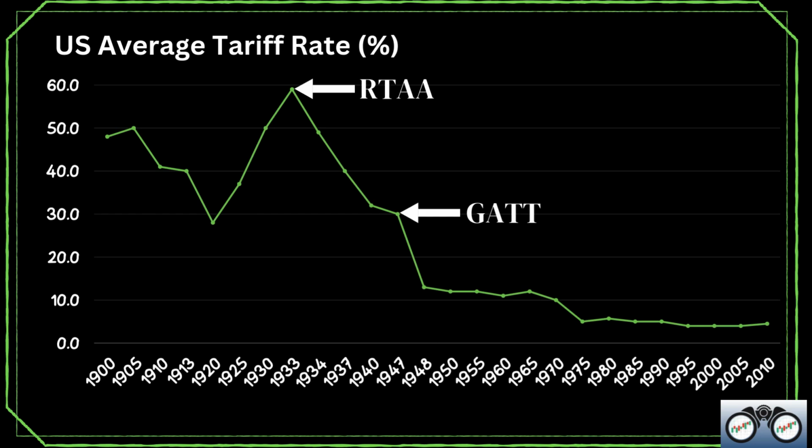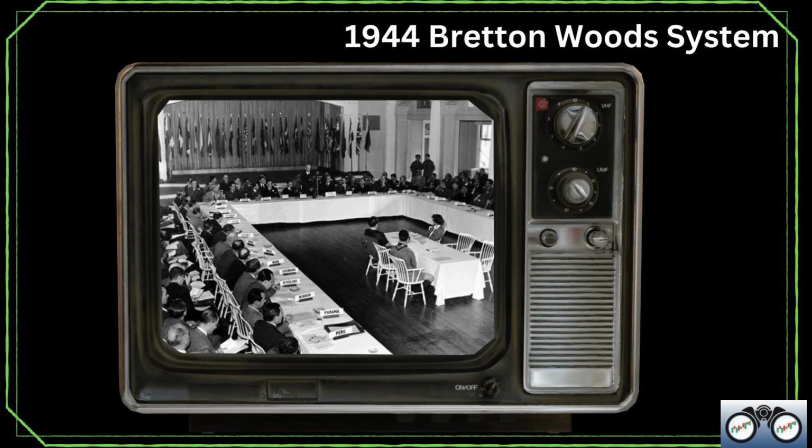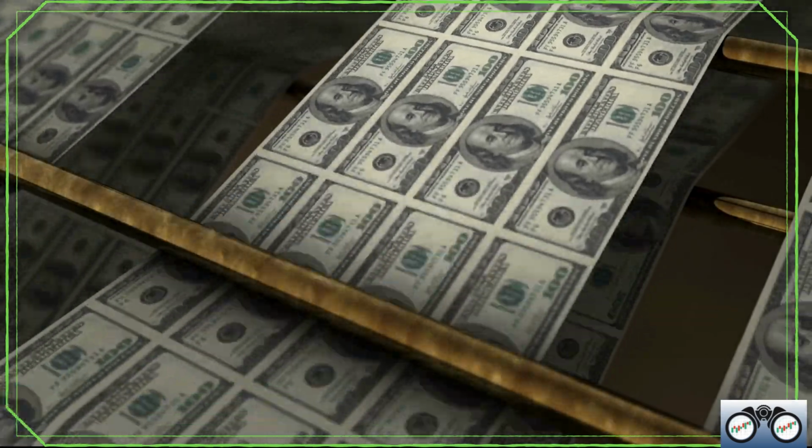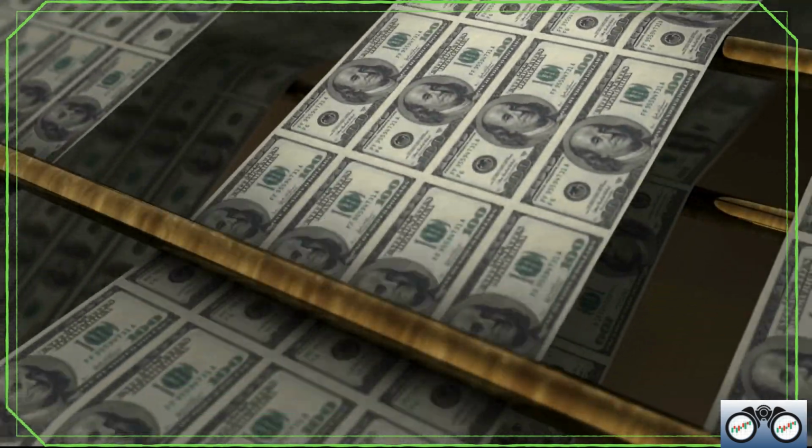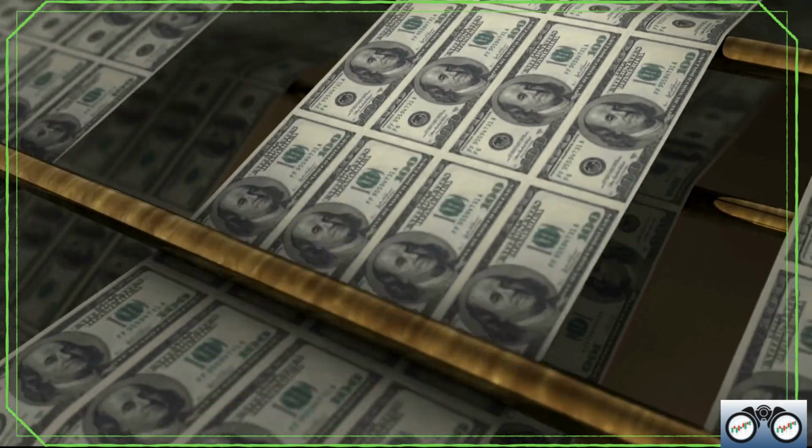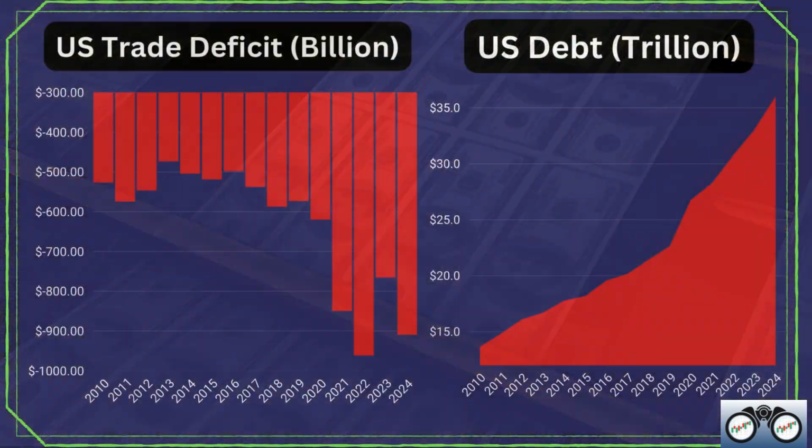After World War II, the U.S. designed the Bretton Woods system, making the dollar the world's reserve currency. This meant global trade revolved around the greenback, giving the U.S. incredible leverage. But the real magic trick?